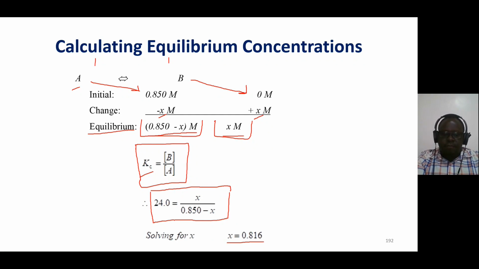Okay. So here we have just indicated that solving for X, we get that X equals 0.816. This one you can easily work out. You just multiply both sides, and then you combine the like terms with X on one side, then you can find the value of X. Okay. So having found the value of X, we can also calculate the equilibrium concentrations, because we just put it into these expressions for the equilibrium concentration of A and B.